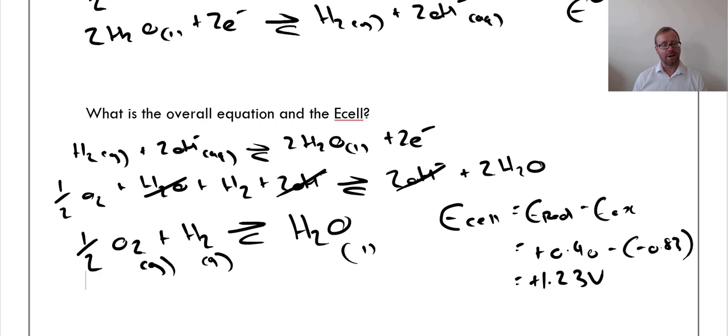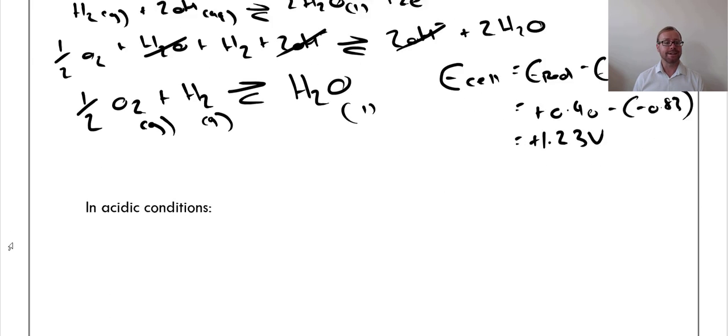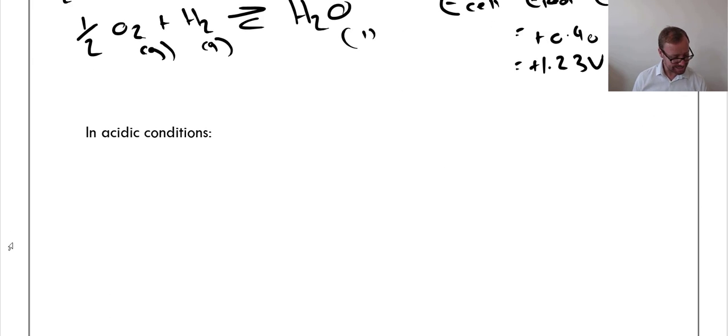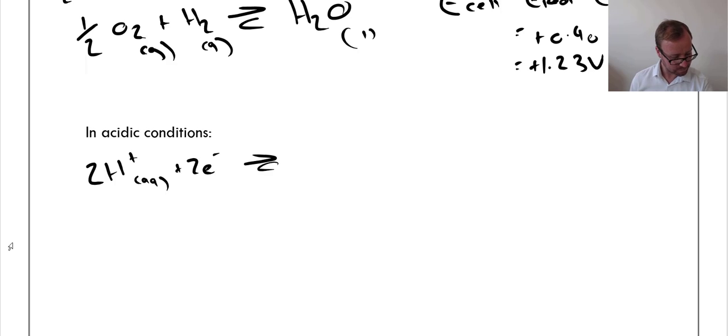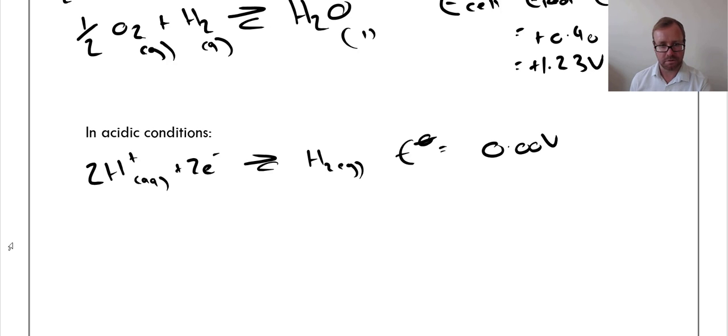Okay, so I know this is a long one, but we are nearly done. So in acidic conditions, I'm going to write this down, and then guess what? I'm going to make you do it again. So 2H+ plus 2e- goes to H2 gas, which has a value of 0.00 volts. I don't know why I was looking at that. You can tell me why I was being stupid then in a second.